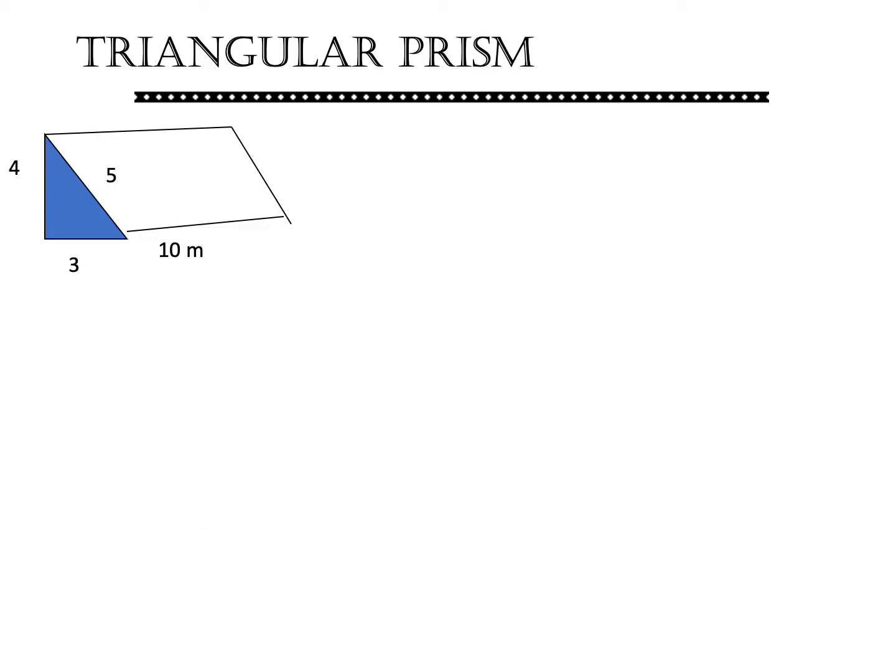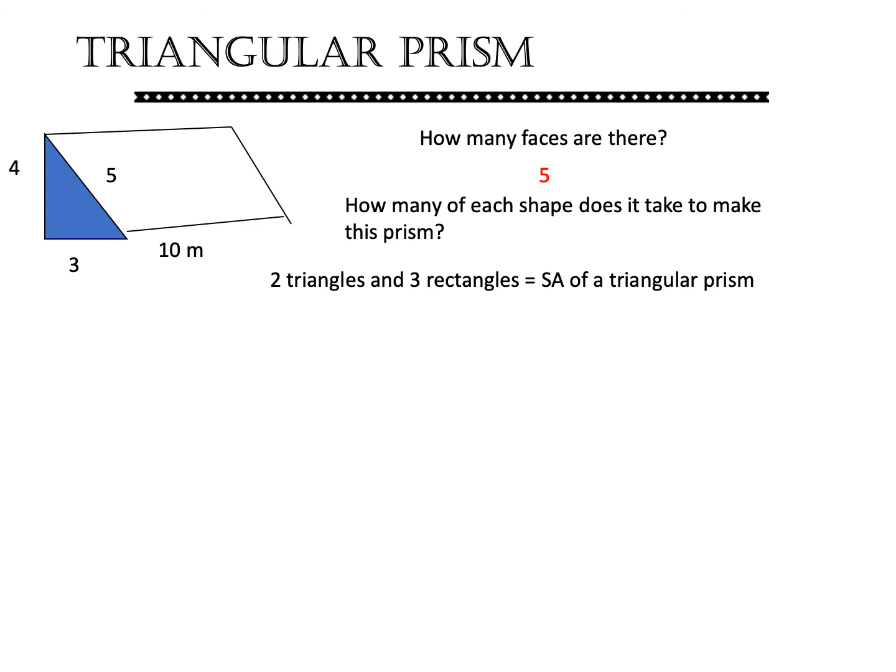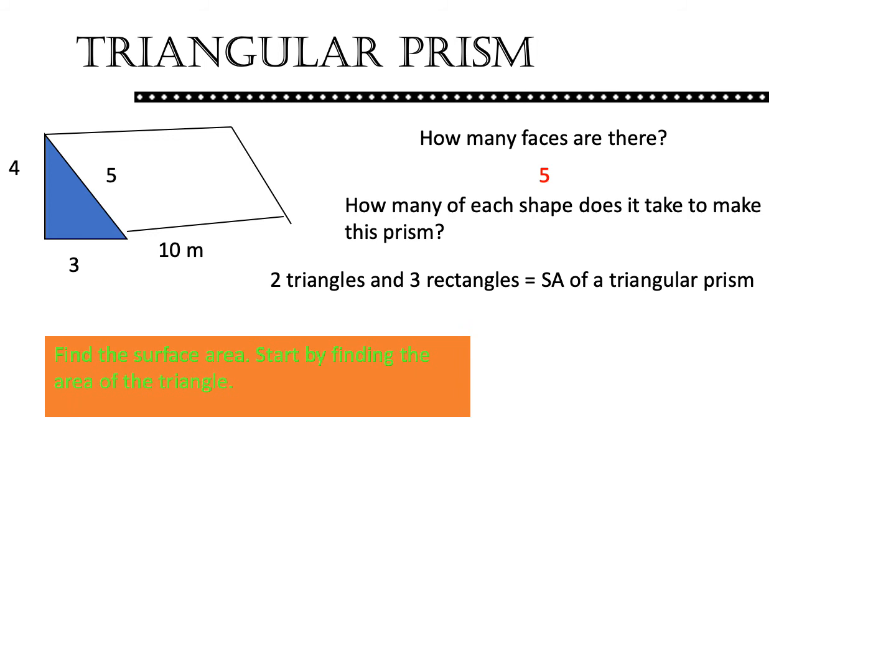And we add. Next up, a triangular prism. So first we need to see how many faces there are. If we count them up, it's a little different. There are only 5. We want to know how many of each shape it takes to make this. So we have 2 triangles. Each of the bases is a triangle. And then 3 rectangles: the back, the bottom, and that front face. Those are rectangles.